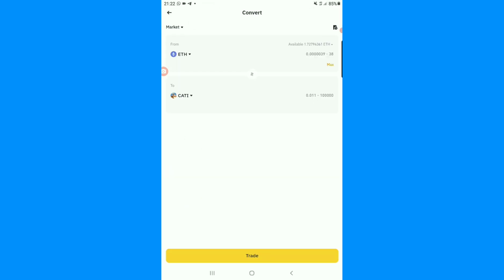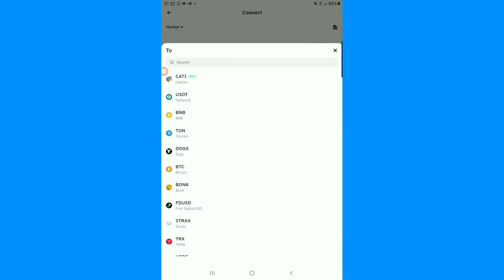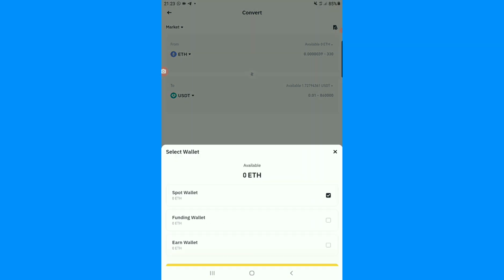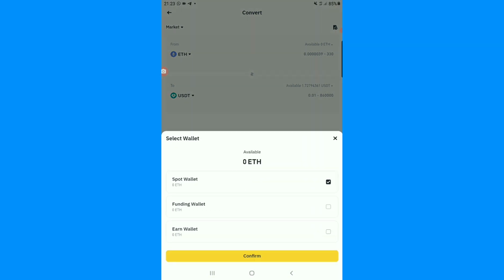Now the next one should be USDT, because you want to convert your Ethereum to USDT. So make sure that the second one is USDT. Now you can tap on trade and make sure you enter the amount. Please don't forget that you can enter the amount from your funding wallet or the spot wallet. Any of them, tap on confirm.